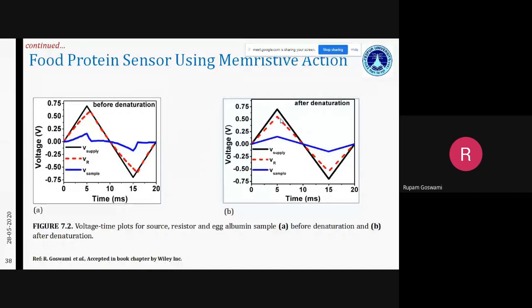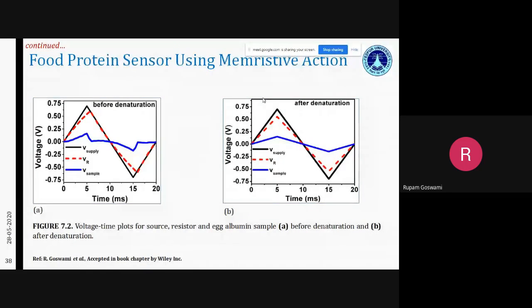So first of all, to be very confident of what we are doing, we took chicken egg albumin only. We filtered out the yolk portion, and we tried to check the memristive behavior first by first placing that albumin in that sensor holder and then checking the waveforms. And after that, we denatured it. So denaturation is the process by which you can filter out the proteins from your materials.